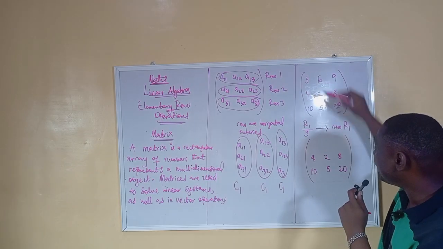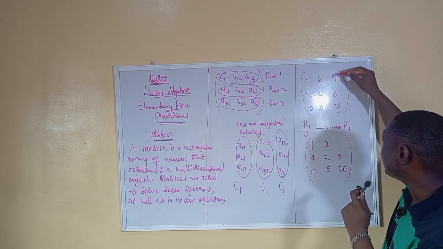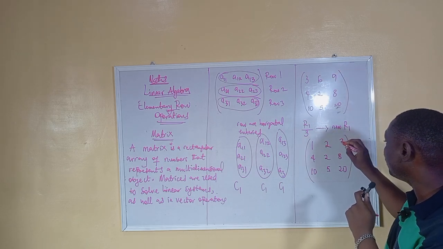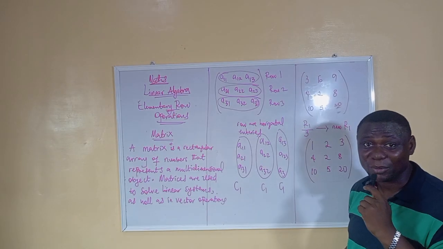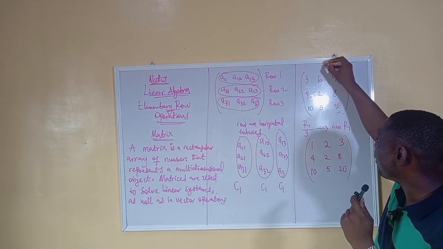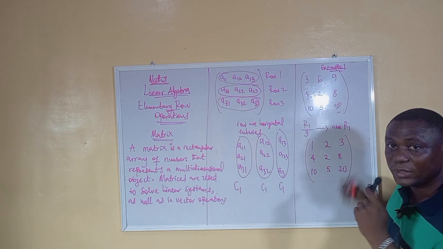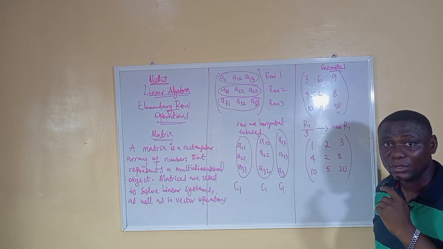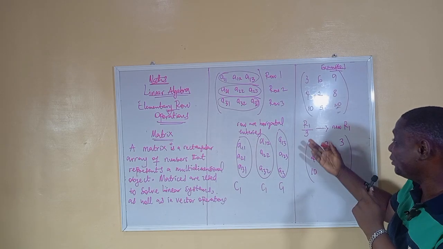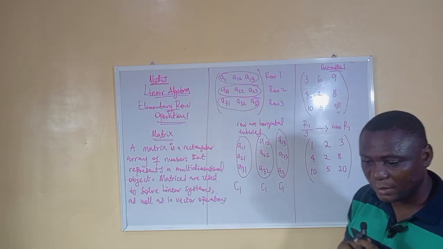If you divide 3 by 3, it gives you 1. Divide 6 by 3, it gives you 2. Divide 9 by 3, it gives you 3. And with that, as simple as that, we have performed this row operation. So this will be our example one. This is what it means to perform a row operation: you just took row 1 and divided through by 3. Now let's see another example here.